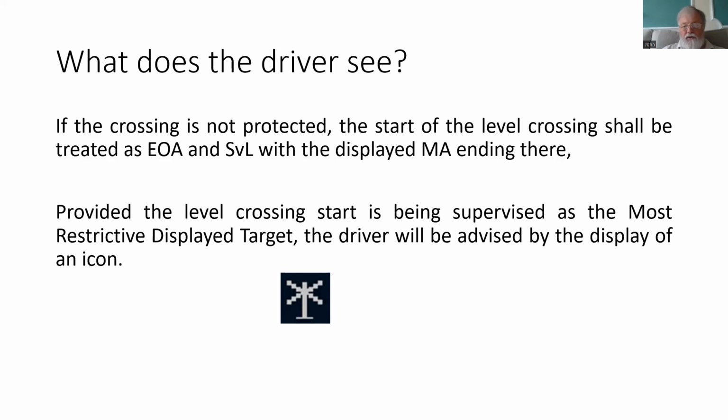Provided that the level crossing start is being supervised as the most restrictive displayed target, this is a little technicality in the specifications: if there is more than one target being supervised, then it is only the most restrictive one that is used by the system. Then if there is the most restrictive displayed target, the icon will appear on the DMI to advise the driver they're approaching an unprotected level crossing.